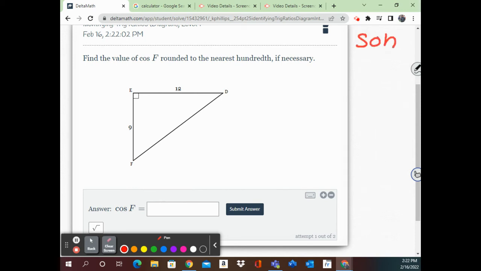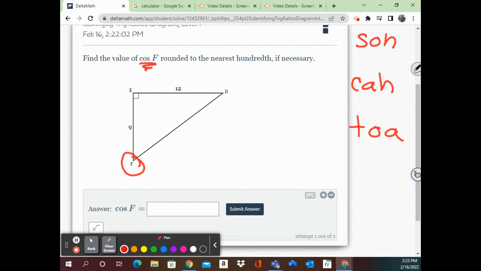SOH-CAH-TOA. So no matter what we get, we know what these mean. We know O, opposite, H, hypotenuse, A, adjacent. So this one is telling us find the value of cosine of F, right? So we want to look at angle F.